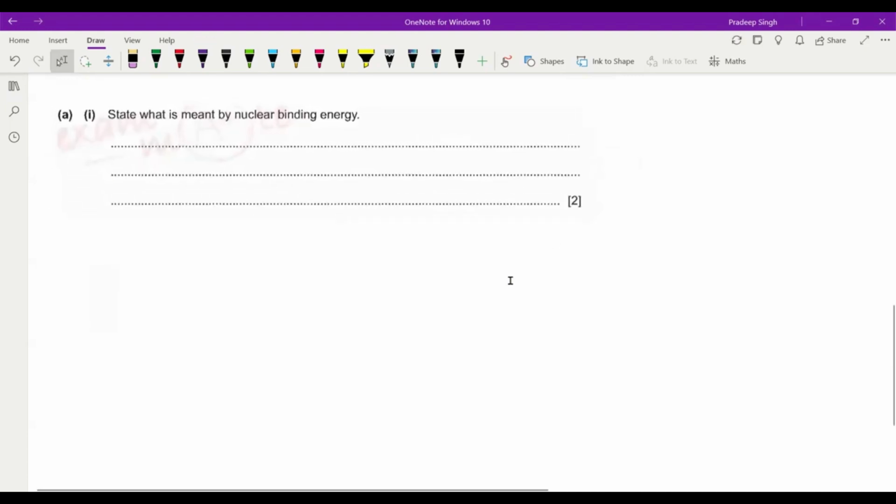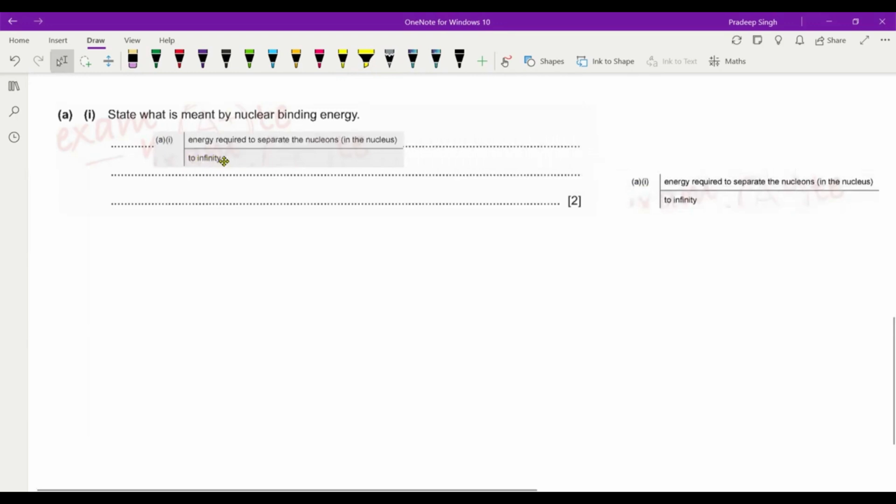This is from 2022. A theoretical question starting. What do we write here? The energy released when a nucleus is formed from its constituent nucleons. Good. And there was the other variation as well, the opposite variation. I don't remember that one. I just remembered one of them.